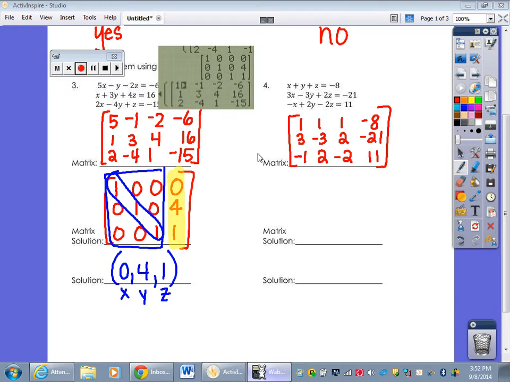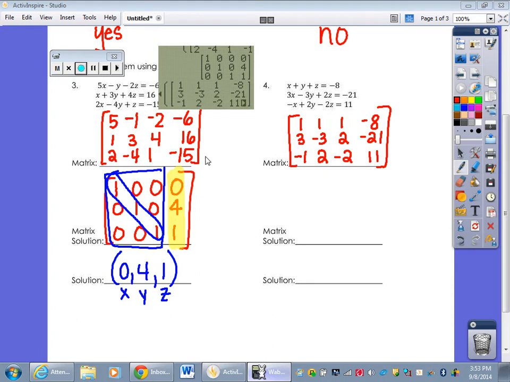So 1, 1, 1, negative 8, 3, negative 3, 2, negative 21, negative 1, 2, negative 2, 11. Don't forget to delete any that you don't need.